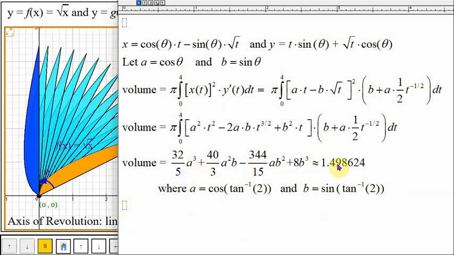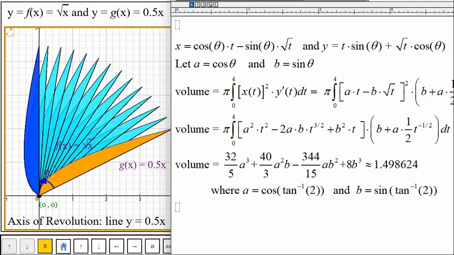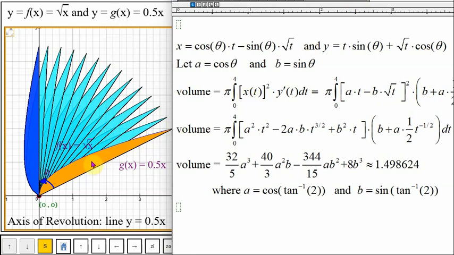Approximately it's going to be 1.49864. So in summary, the volume of the solid of revolution that we want is approximately 1.49864. And that's the end of the video.